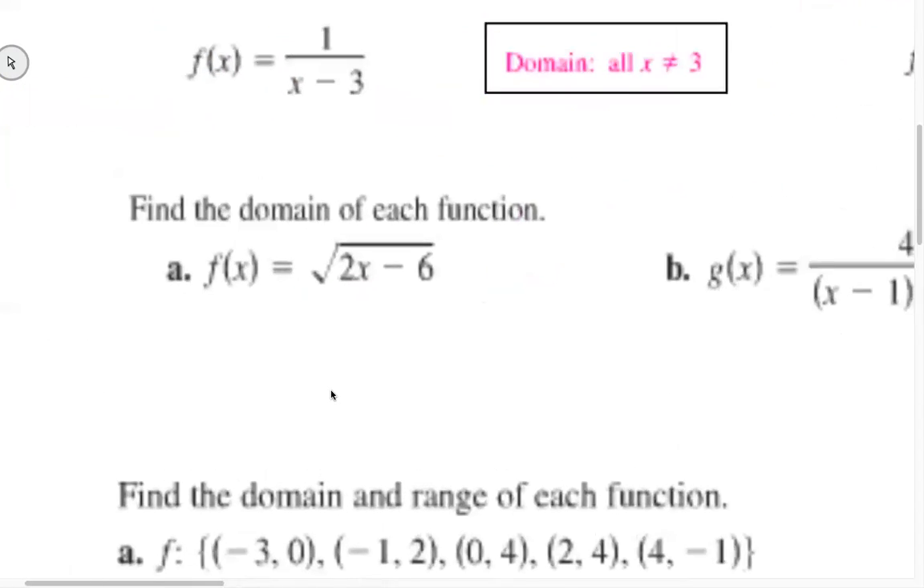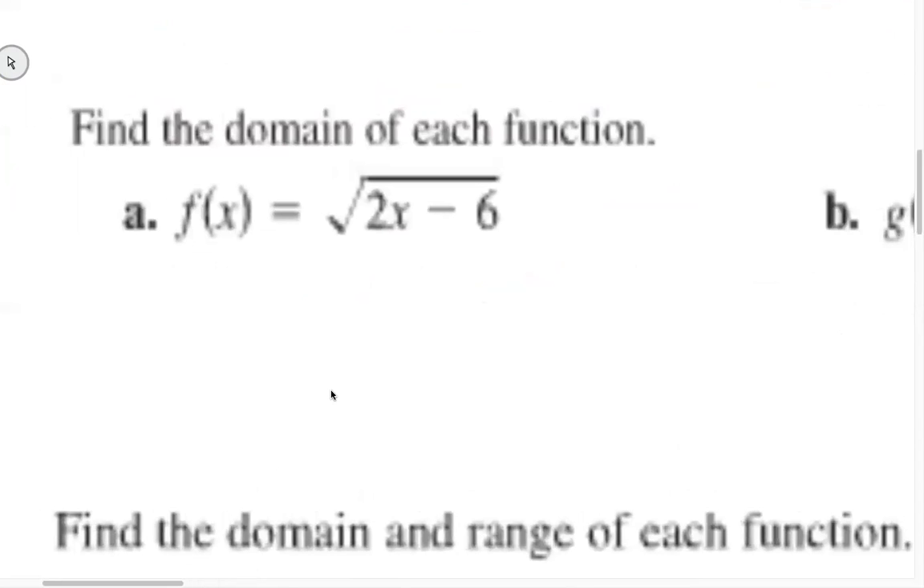All right, so let's look at A. Ready, Hannah? Square root, right? So we know what's underneath that square root has to be greater than or equal to 0. So what you're going to do is you're essentially finding out where it can't be, and then your answer is everything else but that.